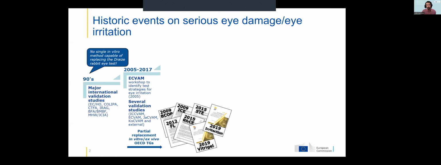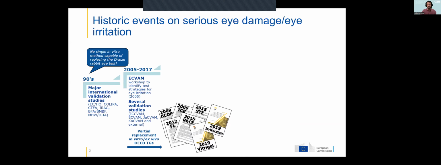So in 2013, the test guidelines on BCOP and the isolated chicken eye were finally updated to allow the identification of non-irritants, but false negative results were not acceptable by regulatory authorities. For example, the original prediction model of the isolated chicken eye had to be revised during the acceptance process to reduce the rate of false negatives at the expense of false positives.